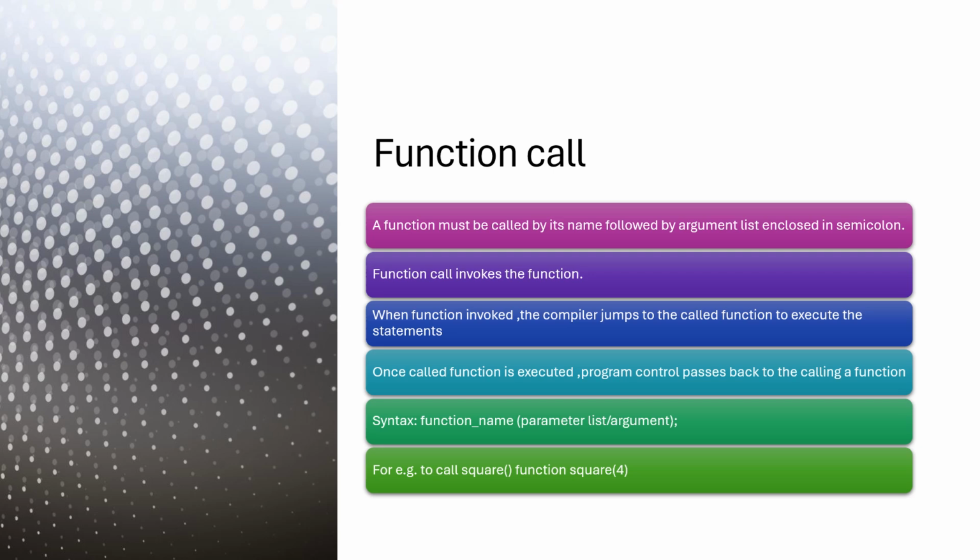Once the called function is executed, program control passes back to the calling function. After all the statements inside the function are executed, this will be the syntax: the function name, and in brackets we can give the parameter list or argument list. For example, to call a square function, we use it like this.